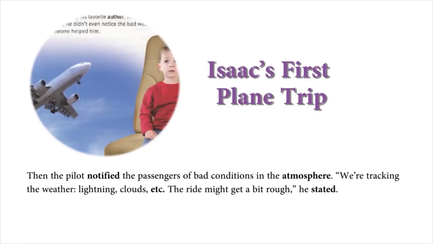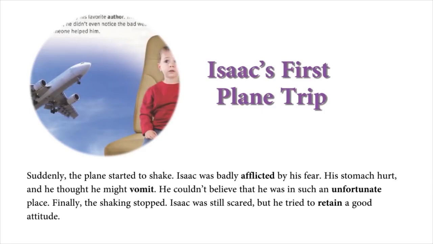Then the pilot notified the passengers of bad conditions in the atmosphere. "We're tracking the weather. Lightning, clouds, etc. The ride might get a bit rough," he stated. Suddenly, the plane started to shake. Isaac was badly afflicted by his fear. His stomach hurt and he thought he might vomit. He couldn't believe that he was in such an unfortunate place.